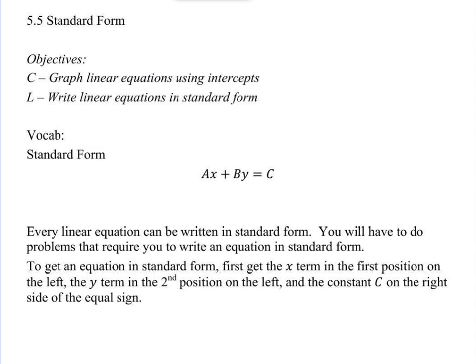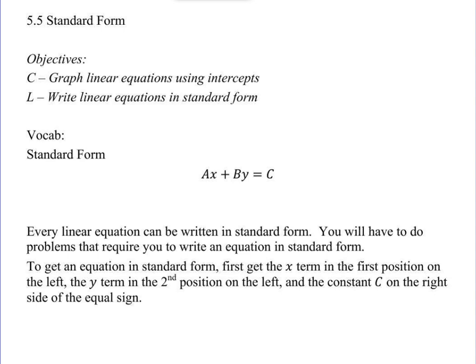Section 3 was standard form. Section 3 was slope-intercept form. Section 4 was point slope form, and now in section 5 we have this new one called standard form. Yeah, lots of different ways you can write the same equation, and you need to know all three. Actually, this is the last one we're going to learn about here, standard form.